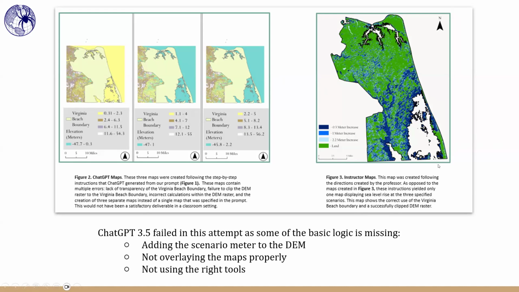The right-hand side is what the instructor-led instructions would give you. Here we have all 3 scenarios in different colors. 0.3 meters is the smallest, but we can see them all on one single map. Chat was not able to get to the point of putting them all on one map, as well as not able to get some of these pieces here. However, with simple ordering, you don't have to be a GIS expert to change up the order of the layers in the contents window.